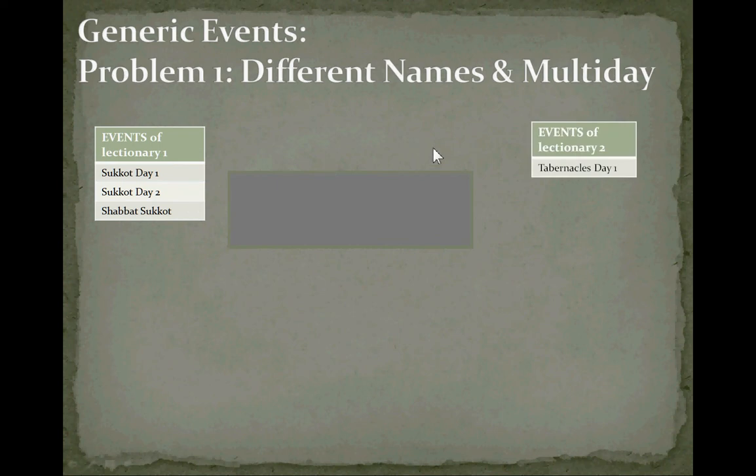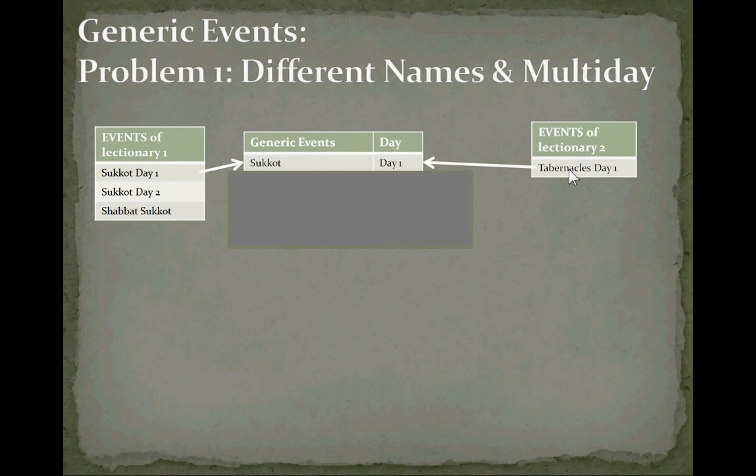And the second lectionary doesn't call the first day of Sukkot "first day of Sukkot" but "first day of Tabernacles." Now I want the user to be able to understand that both of those festivals, even though they do not bear the same name, are in fact related. So what you do is you create an intermediate table and you say both of them are in fact the same Sukkot day 1, even though one of them is called day 1 Tabernacles.